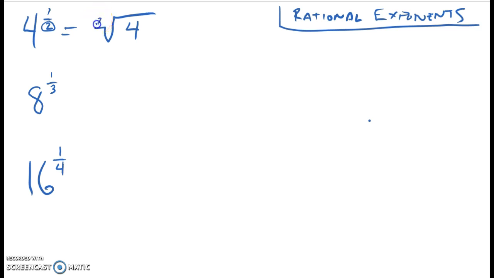So we don't write the 2 for reasons that, actually, I admit I don't know. But the 2 is not written. But I think we know what a square root is. I should say I think you know what a square root is. What's the square root of 4?